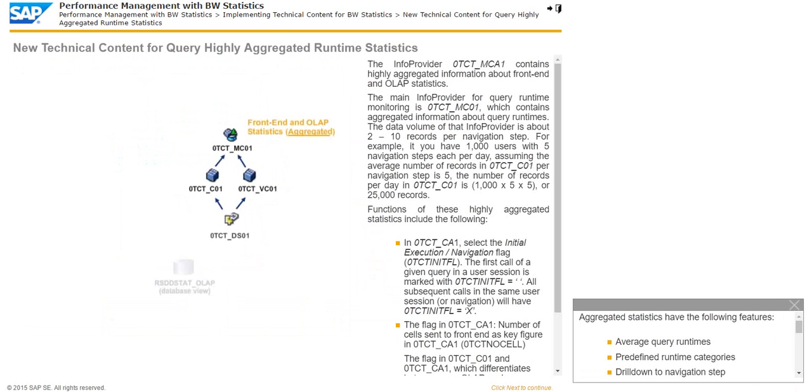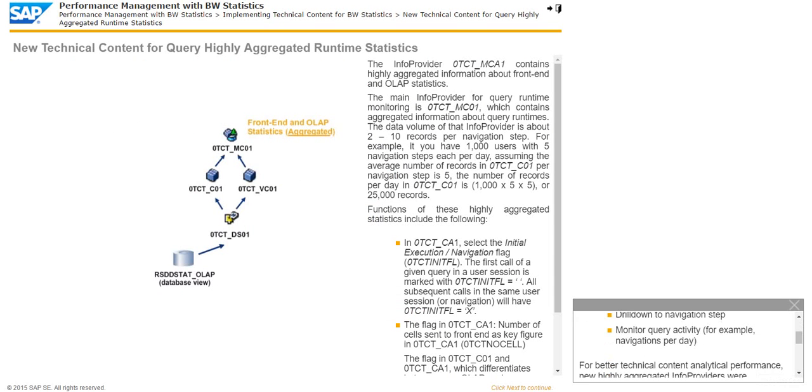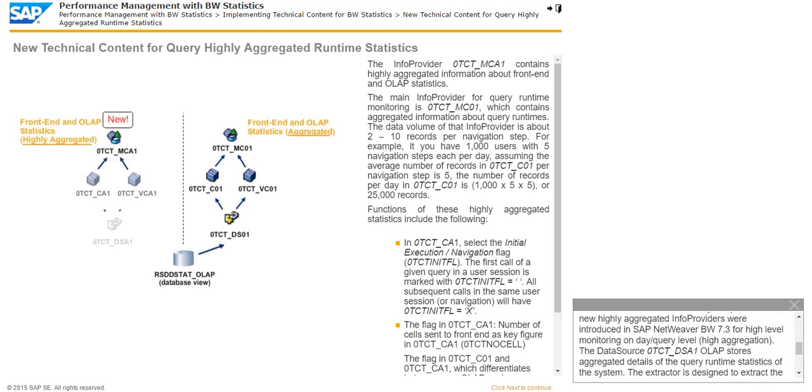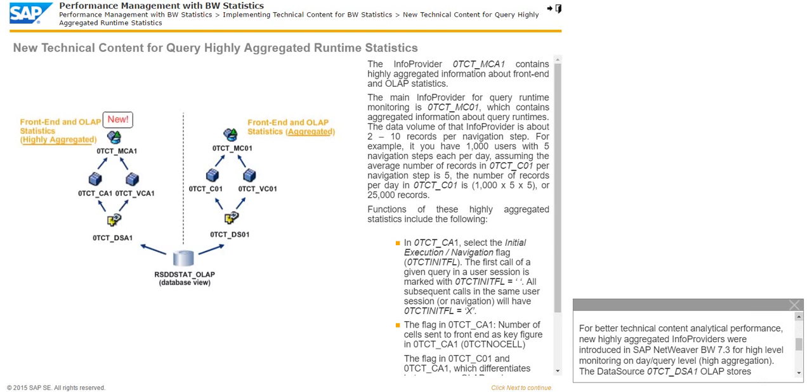Aggregated statistics have the following features: average query runtimes, predefined runtime categories, drill down to navigation step, monitor query activity, for example, navigations per day. For better technical content, analytical performance, new highly aggregated info providers were introduced in SAP NetWeaver BW 7.3 for high-level monitoring on day per query level with high aggregation.